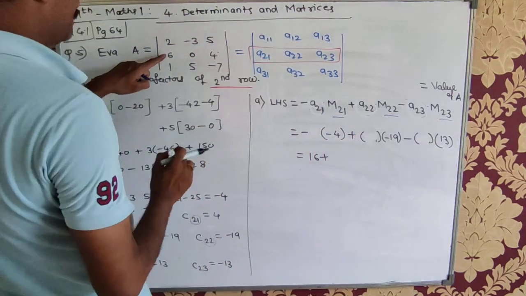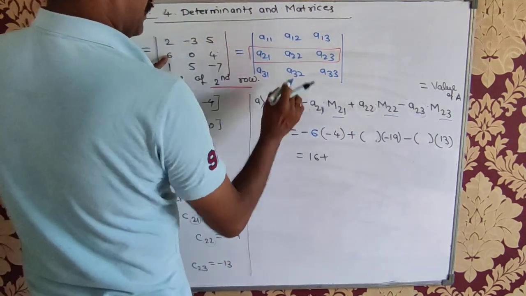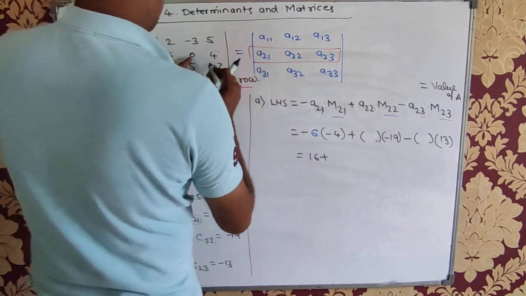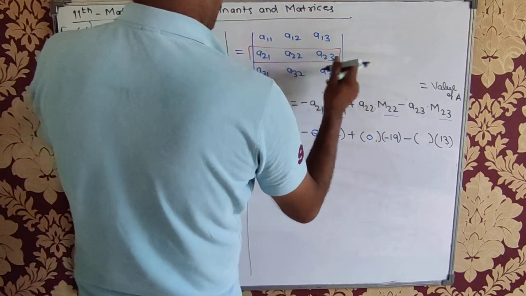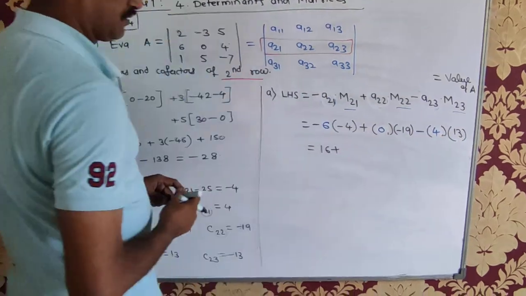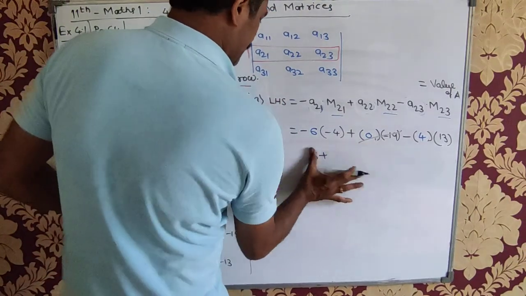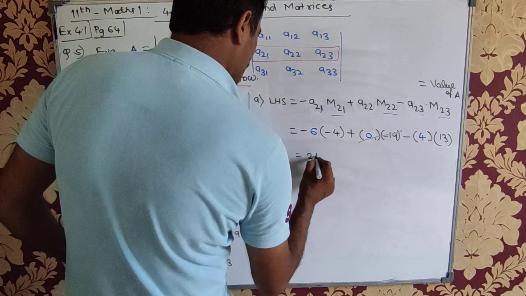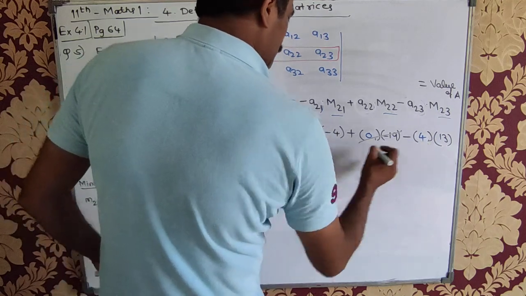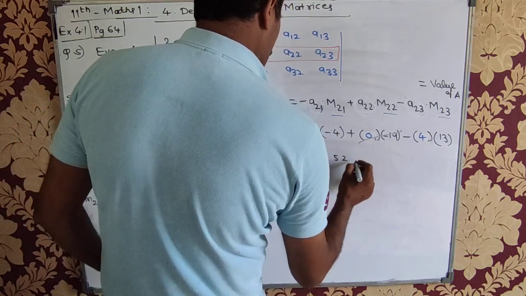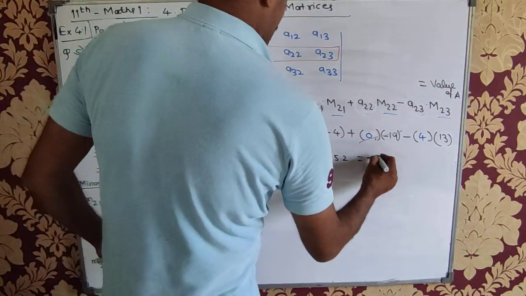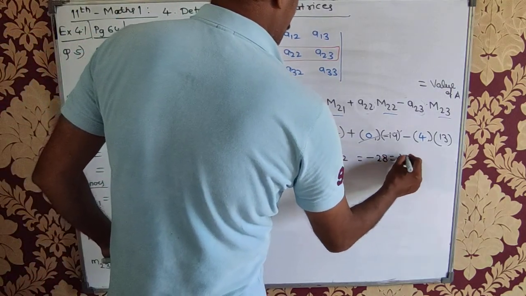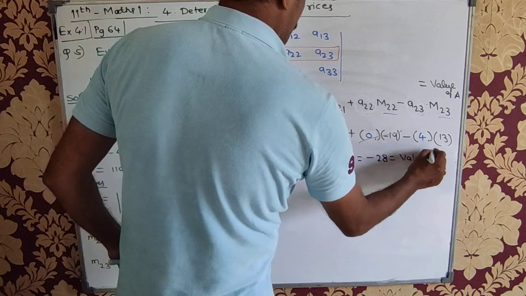A21. A21 is this 6. A22 is 0. And A23 is 4. So this is gone. So what do you get there? It is 24, 0 minus 52. 24 minus 52, that is minus 28. That is equal to value of determinant.